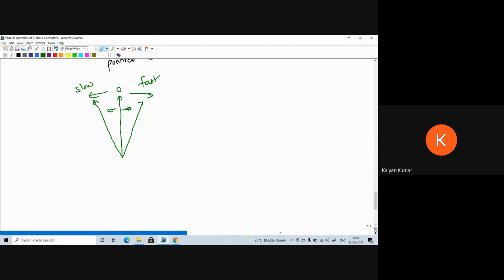Then what we have to do is we have to close the synchronizing switch when the pointer is on the fast side. We have to close the switch when the pointer is in fast side.